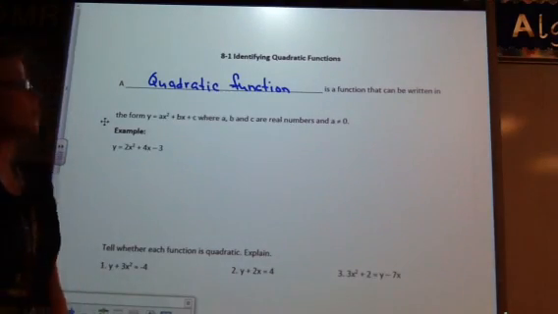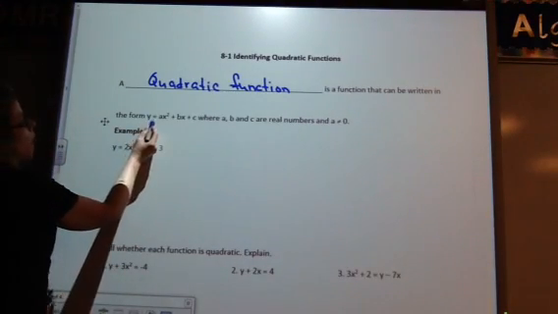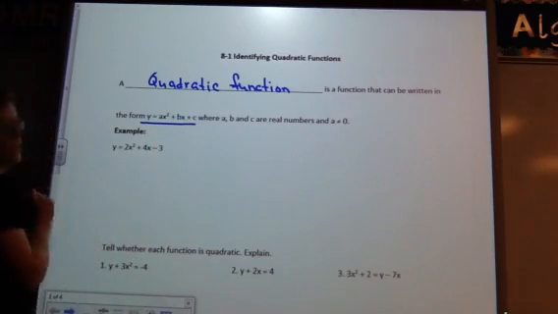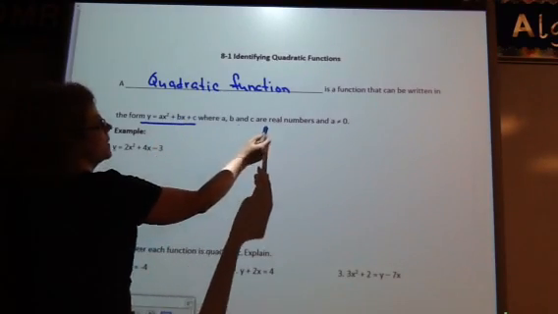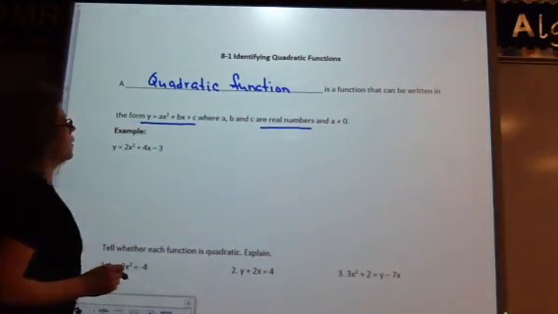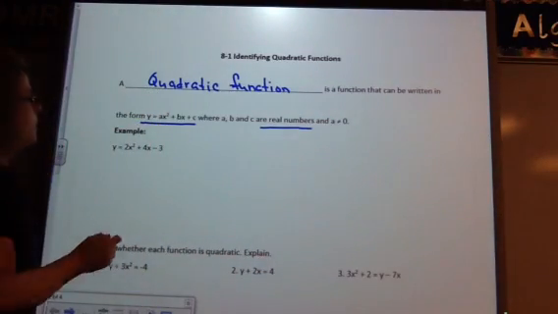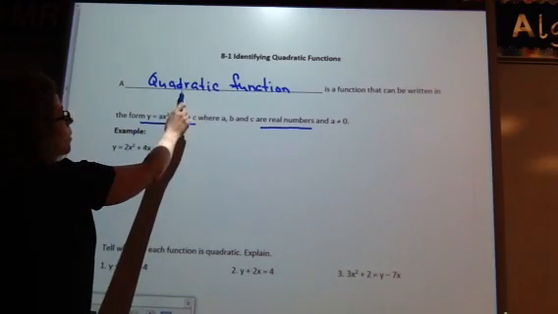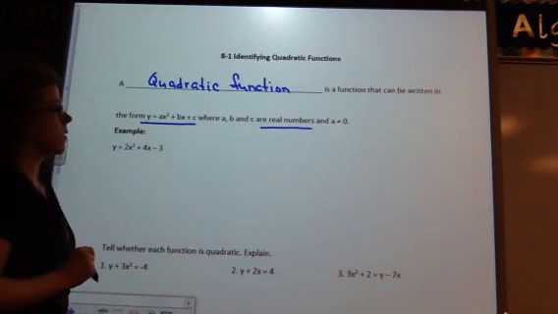is a function that can be written in the form y equals ax squared plus bx plus c, where a, b, and c are real numbers, and a, your leading coefficient, cannot be 0. Because if your leading coefficient is 0, then you don't even have the x squared. So in order for it to be a quadratic function, you've got to have an x squared there.